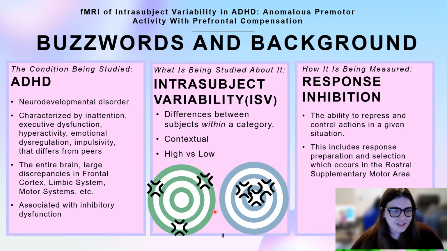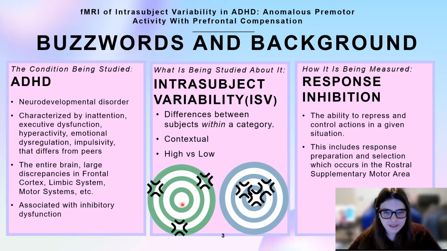So high intrasubject variability is you're kind of all over the place when you're trying to be consistent, your goal is to consistently hit this bullseye, right? So high intrasubject variability is that you're all over the place. Low intrasubject variability is your spread is small and you're a lot closer and there's less breadth here.